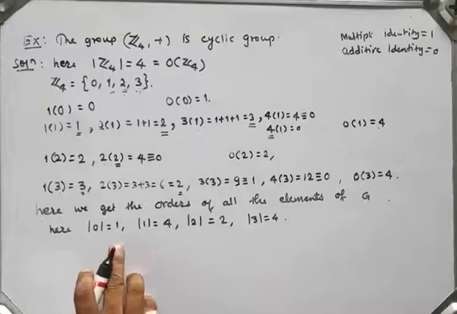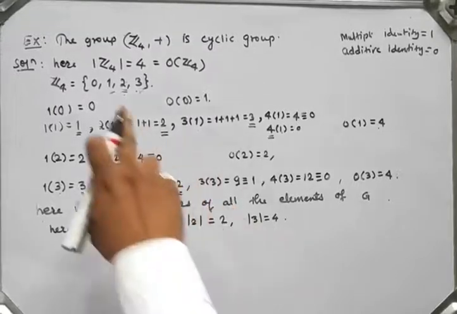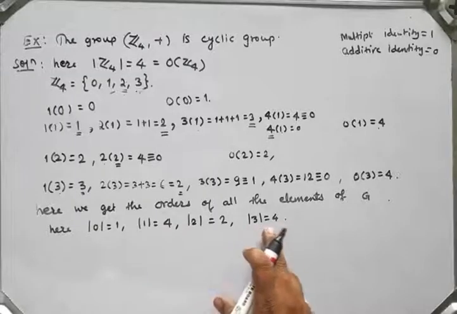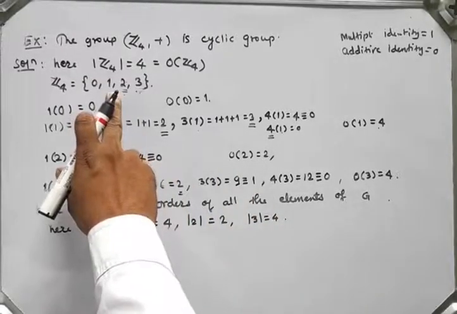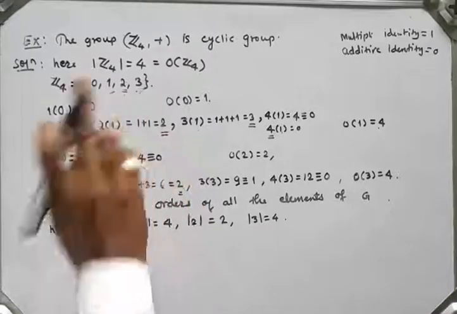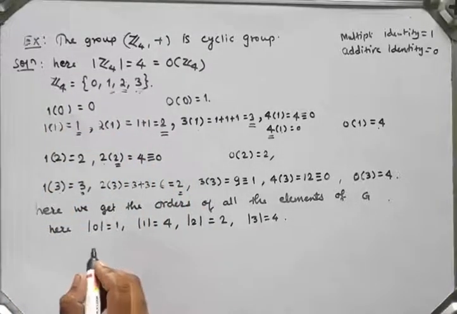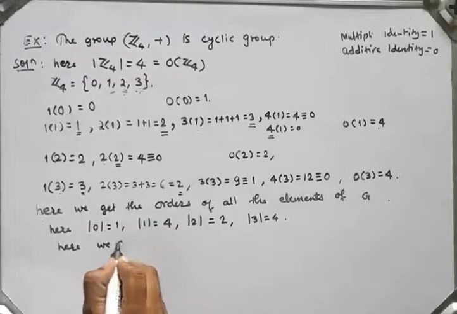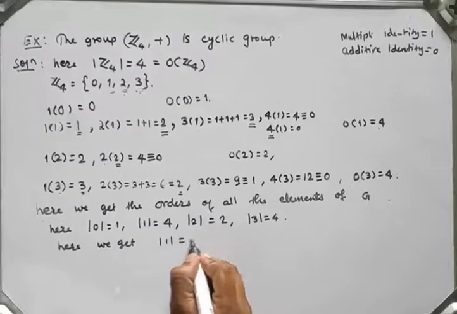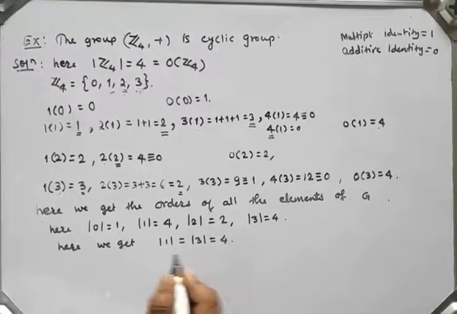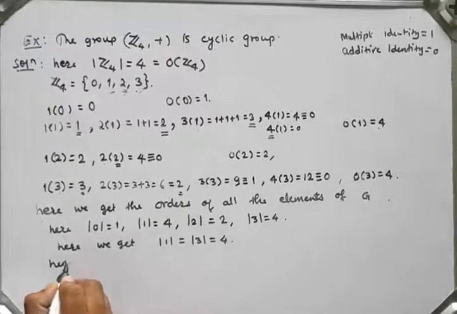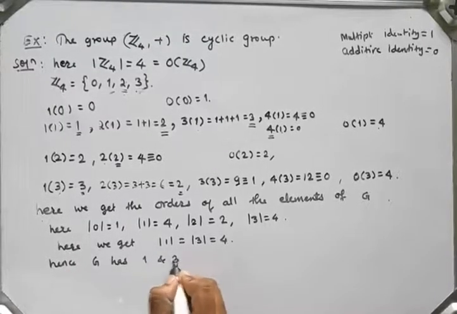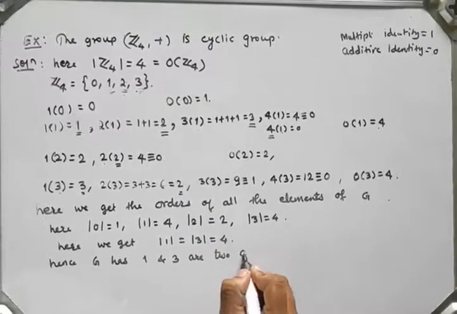Therefore, how many elements generate the whole group? Here 1 and 3, because order of 1 and order of 3 is equal to 4, which is the same as the order of the group. Therefore 1 and 3 are the generators of that group, right? Therefore order of 1 is equal to order of 3 is equal to 4. Hence G has 1 and 3 as two generators.